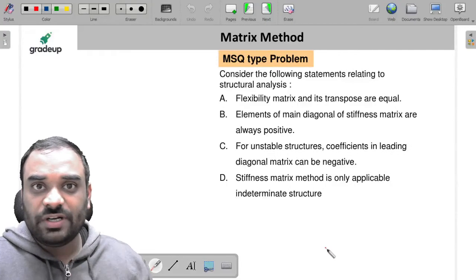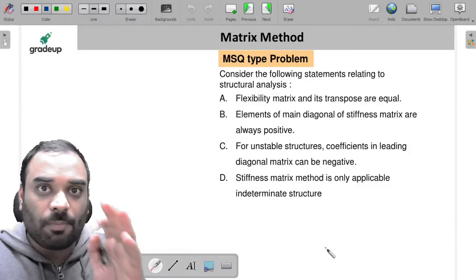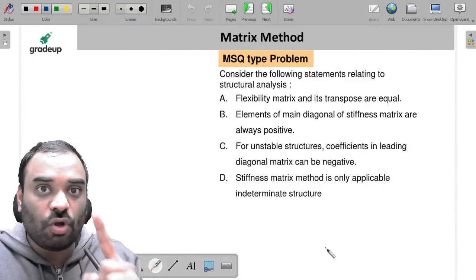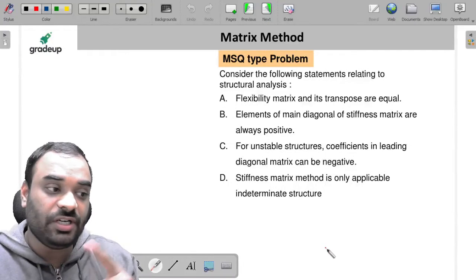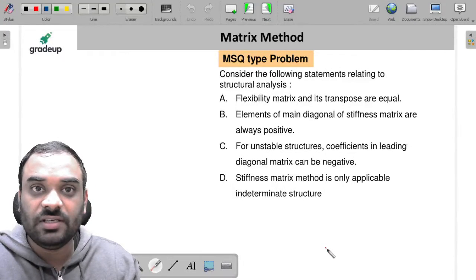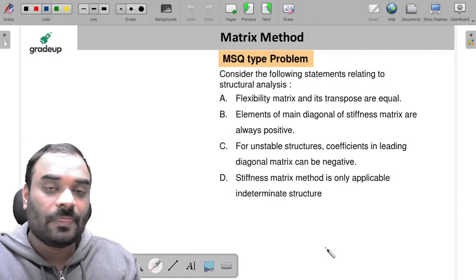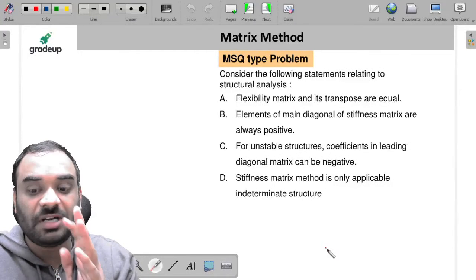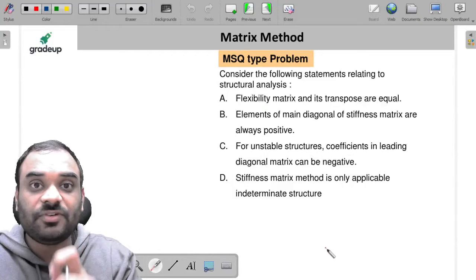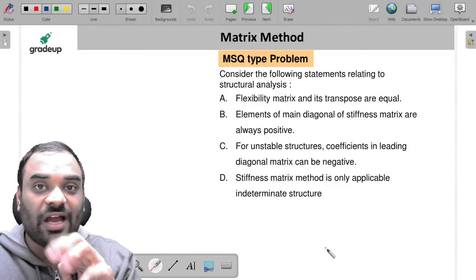So first you have to understand, my dear friends, some important property. If you understand these property, then you are able to solve the matrix method problem in ESE examination by using directly the properties, and without writing anything, you can eliminate the option also. But first you have to understand what are the basic properties over here for stiffness matrix as well as flexibility matrix. There are three properties, my dear friends, which we have to understand.